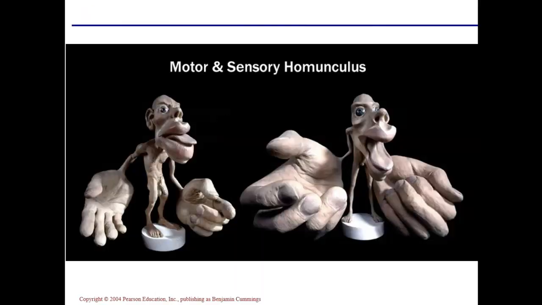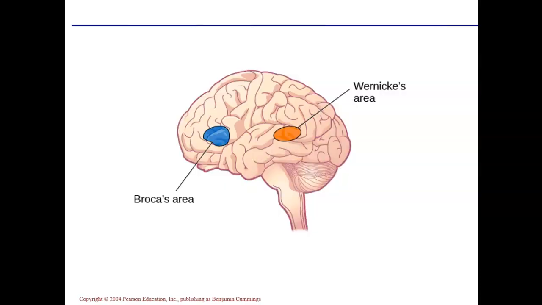Okay, we talked about the motor and the sensory homunculus. And this shows you, here's Broca's area, and Wernicke's area will be kind of right here in between the parietal and the temporal lobes. Remember, Broca's area has to do with precise mouth movements, so that you can speak and pronounce things. Wernicke's area has to do with language comprehension, so being able to put words together that make sense and being able to interpret sentences and things like that.